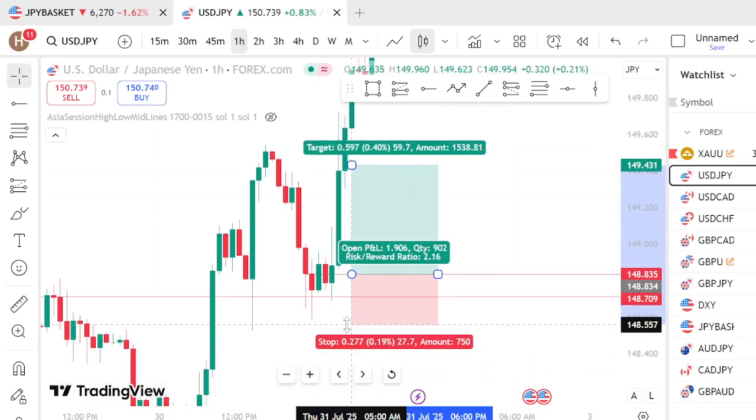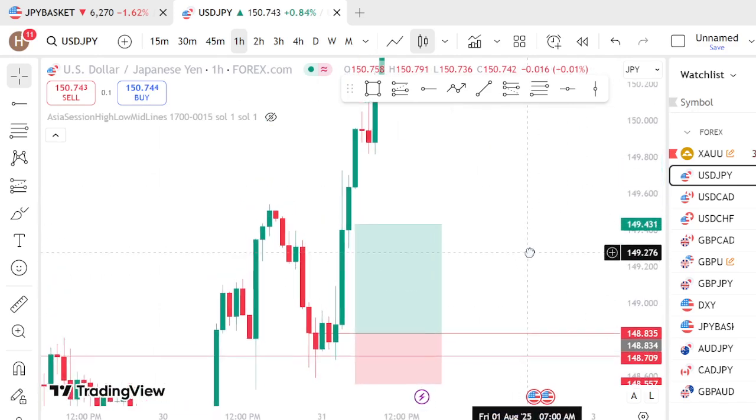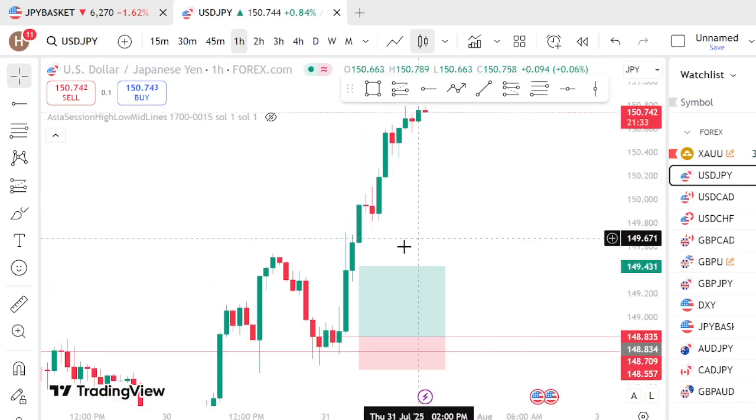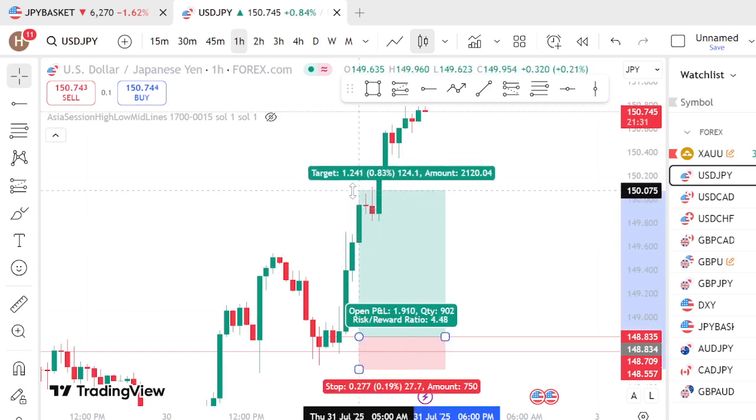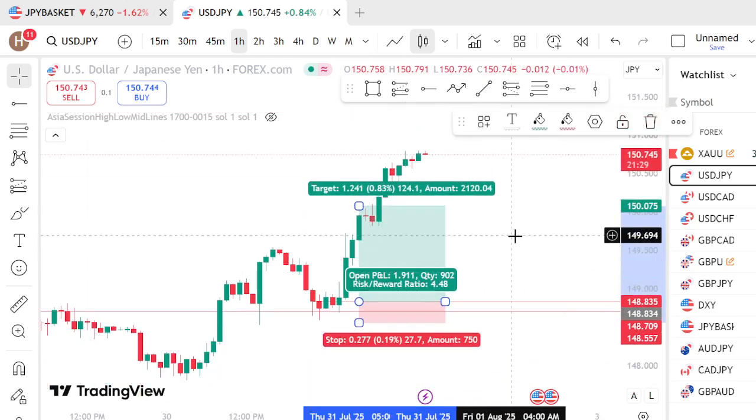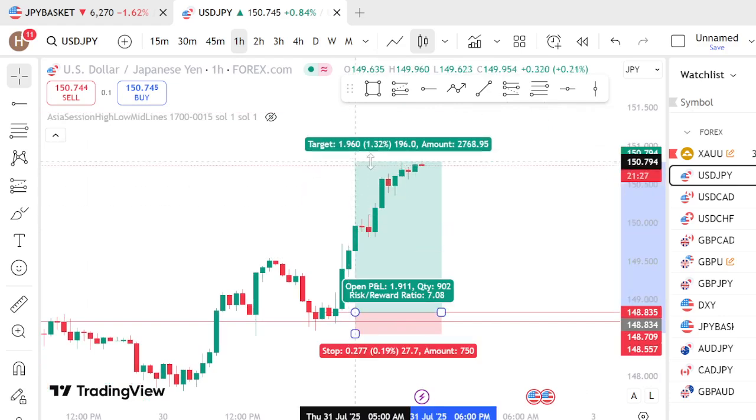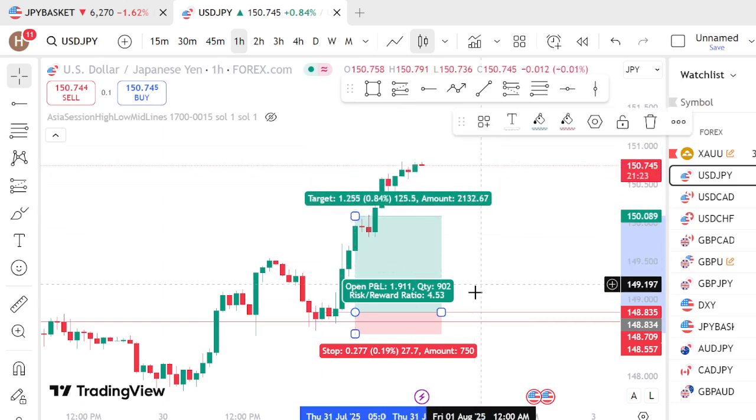and put the stop loss below here, and I think I just targeted 1:3, 1:4. Like I said, you can see this was where I targeted to, and as of now it's currently reading 1:7. So that's how simple it is.